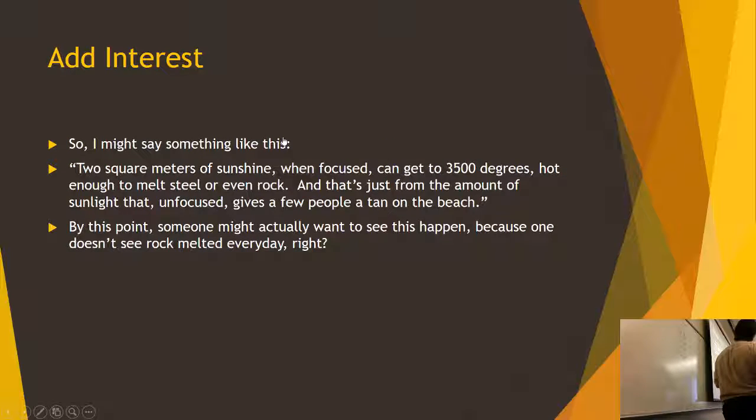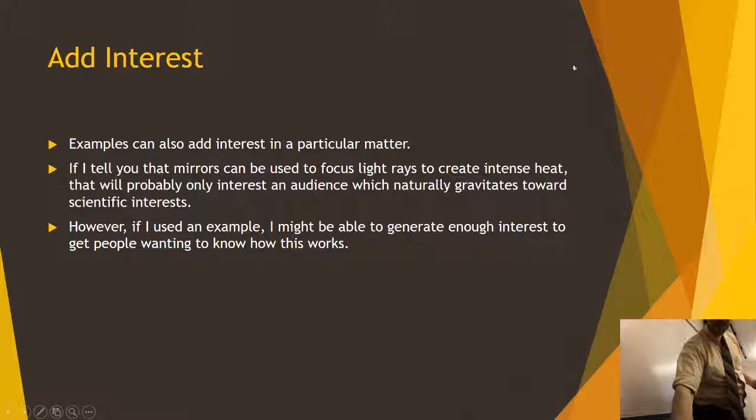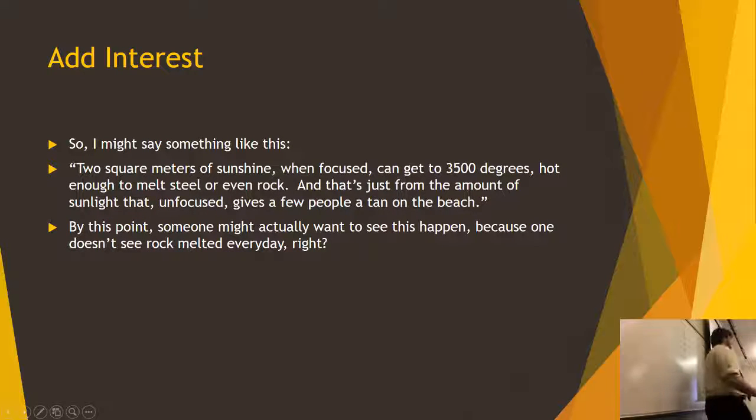But if I use an example, like if I say, if you take 2 square meters of sunshine and you focus them, you can get to 3,500 degrees heat, that's Celsius. That's hot enough to melt steel or even rock. And that's just from the amount of sunlight that unfocused gives a few people a tan on the beach. You have 3 people laying next to each other, they'll probably be collecting 2 square meters of sunshine just over their bodies. But if you focus that into one place, it can get to 3,500 degrees and melt rock.